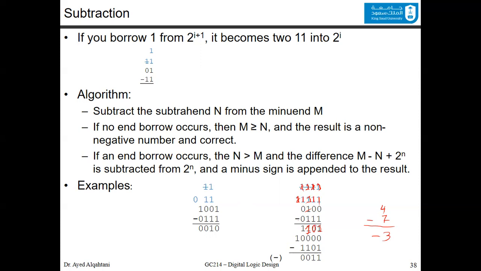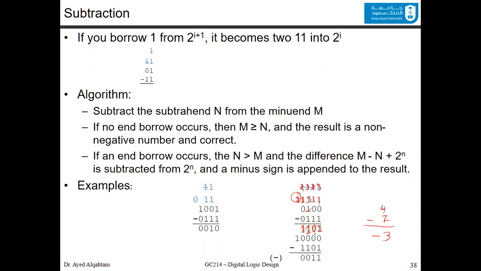Now here, you have this one here, and this one, you subtract it from 0, it becomes 1. Now, from this result that we had, we know that this result is not the correct result, because we borrowed a borrow that we generated ourselves from the last position. So what to do to correct it?